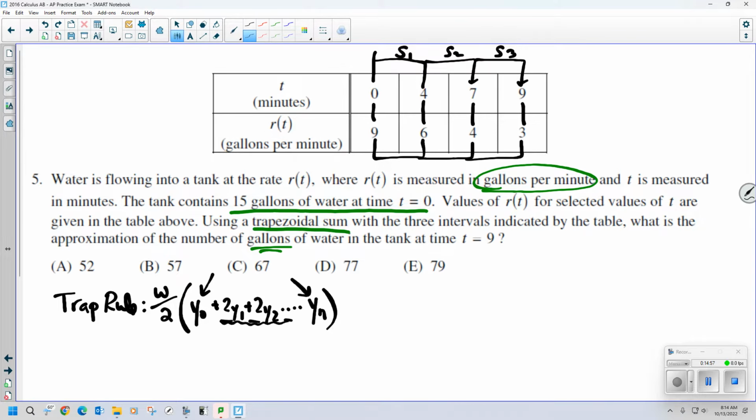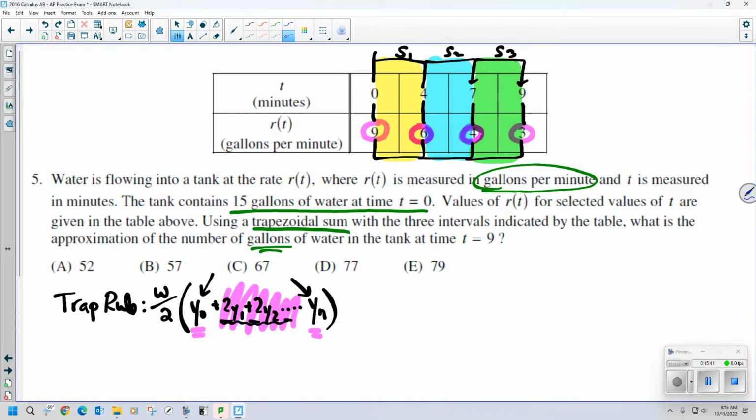That's important to know. Now, when I look at these subintervals, I only have 2 values. For subinterval 1, from 0 to 4, I only have the bookends 9 and 6. So nothing's going to get doubled. For the next subinterval I have 6 and 4, and for the last I only have 4 and 3. So when I set this up, nothing is being doubled.